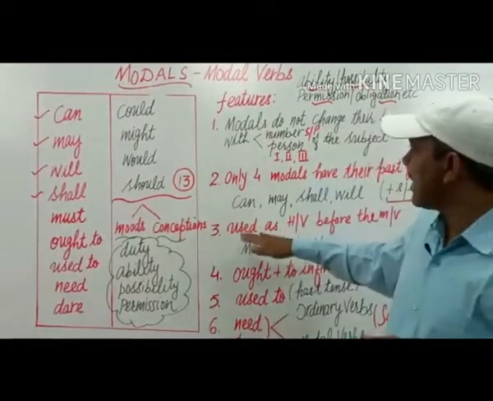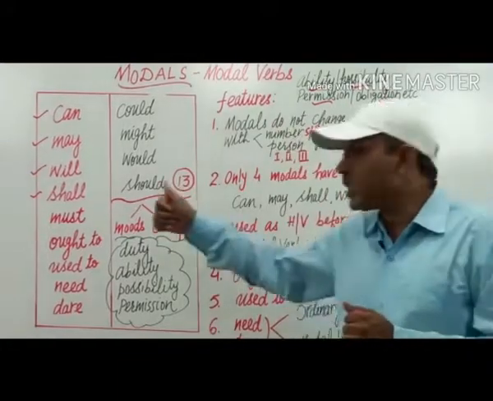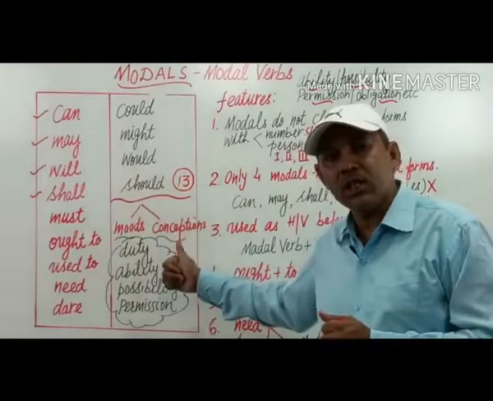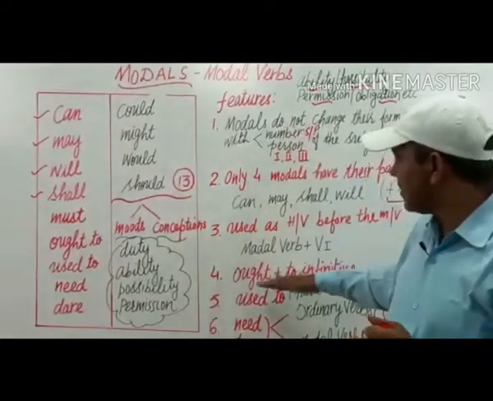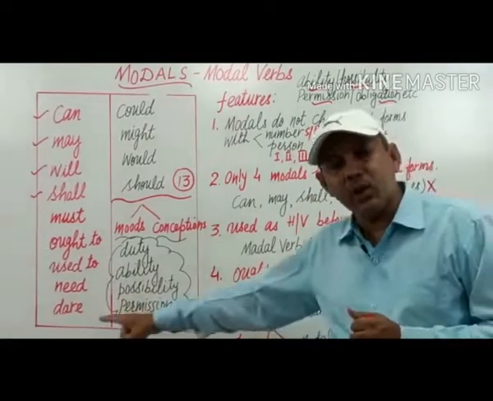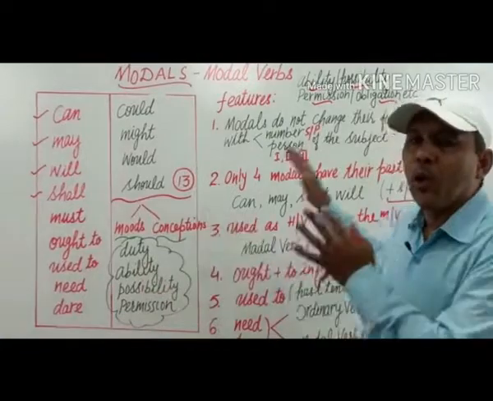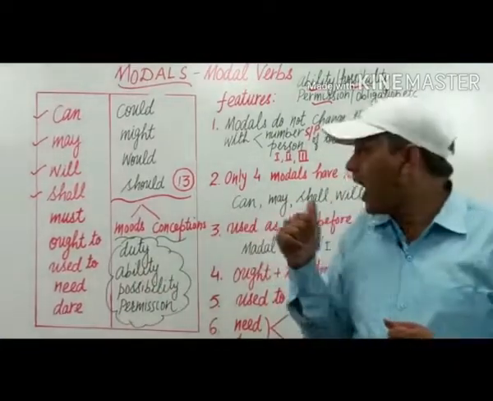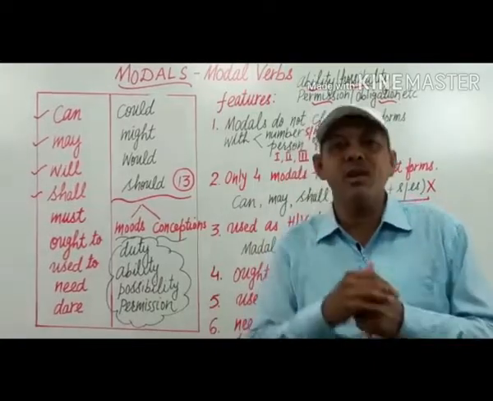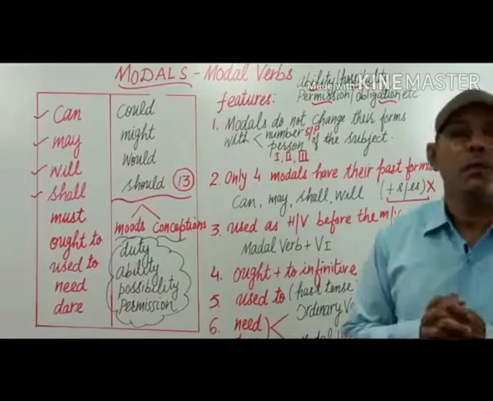हमने अभी तक डिस्कस किया मॉडल वर्ब्स क्या होती हैं, कौन कौन से मॉडल वर्ब्स की पास्ट फॉर्म होती हैं, किसकी पास्ट फॉर्म नहीं होती हैं, कौन कौन से मॉडल्स मेन वर्ब के रूप में यूज किए जा सकते हैं. केवल दो हैं, नीड एंड डेयर. Except need and dare, all the modals are used as helping verbs in a sentence before the main verb. This is about the introduction of modals.